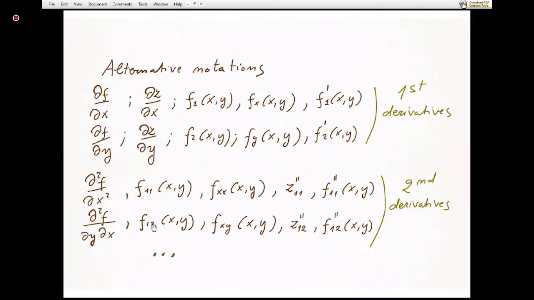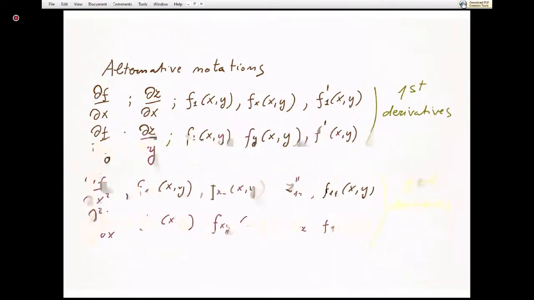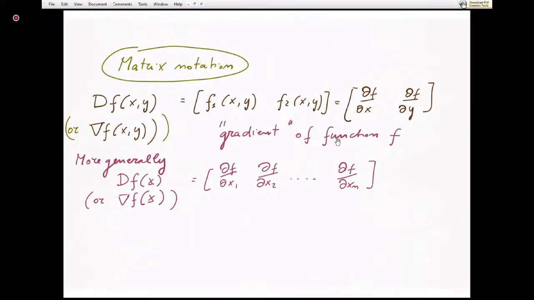Also, I want to recap the matrix notation for the first derivatives and the second derivatives. I already introduced the gradient of function f. Function f is a function of n variables, in particular 2. The gradient is a row vector that collects all the first partial derivatives with respect to the n variables. For instance, in the case of 2 variables, this is the gradient of function f. It collects the 2 partial derivatives with respect to x and y.